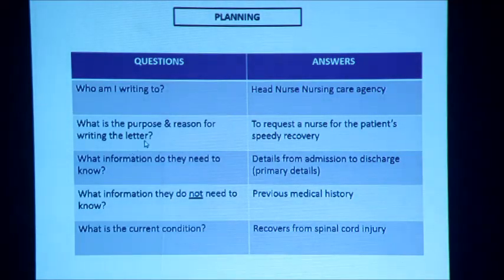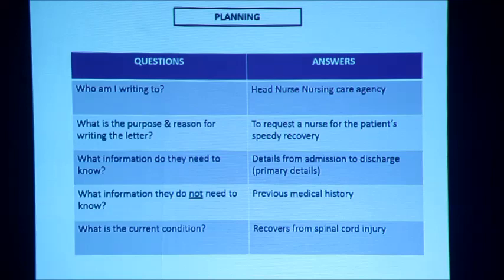So here, what is the purpose and reason for writing the letter? Requesting a nurse. What information do they need to know? All the details from admission to discharge: the reasons why the client was admitted, what treatment was given to the patient, and presently what is the condition when she is discharged. That's called primary details of the client, details from admission to discharge.